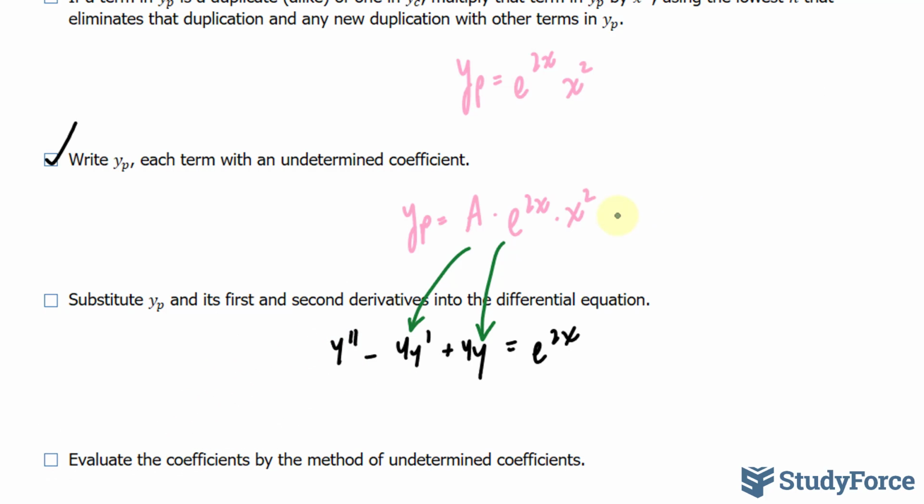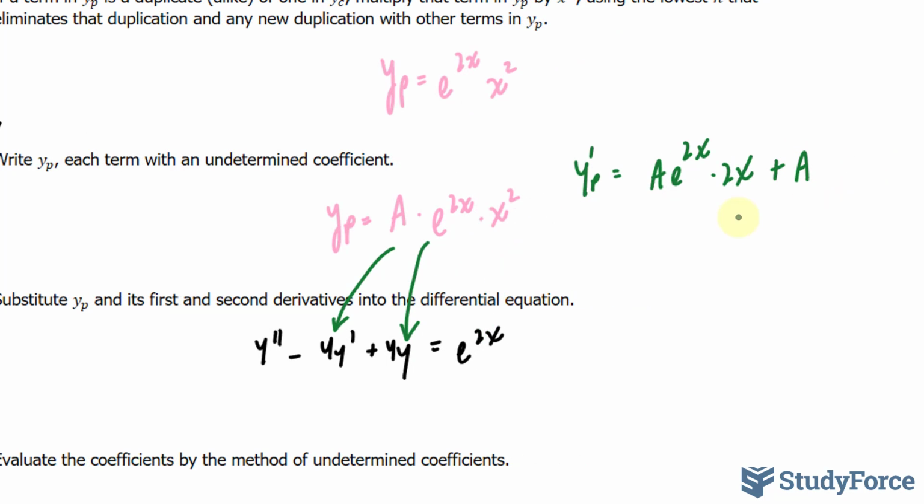We'll need to use the product rule. So we have y sub p prime equals a e to the power of 2x, we take the derivative of x to the power of 2, it's 2x, plus a, now we take the derivative of e to the power of 2x, which is 2 times e to the power of 2x, and we leave x to the power of 2 the way it is. So this will be brought into here.